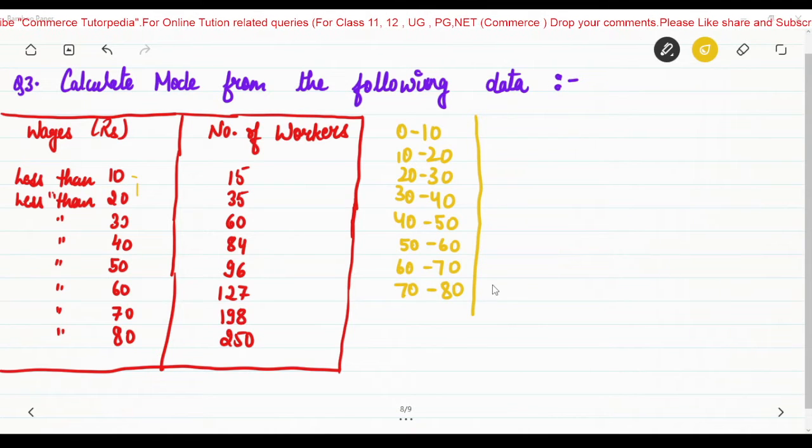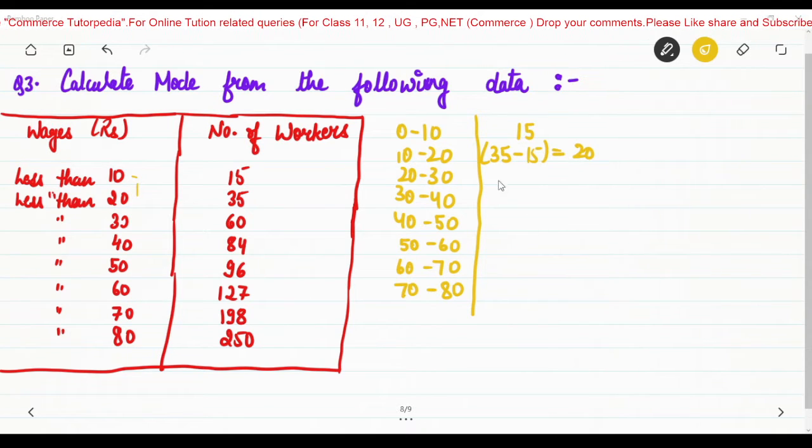Let us see how to write the frequency. Less than 10 means 0 to 10 only, right? So our frequency here will be nothing but 15. Then what is less than 20? It will comprise 10 also, it will also include this value. So in order to find the frequency in 10 to 20, we subtract 15 from 35, that is 20. We will apply the same to the following frequencies also.